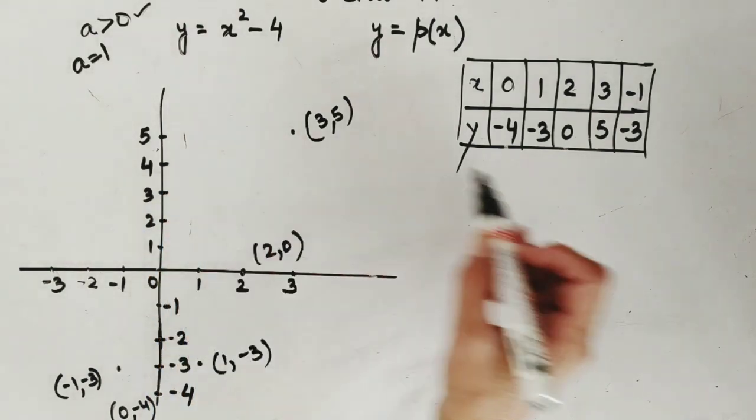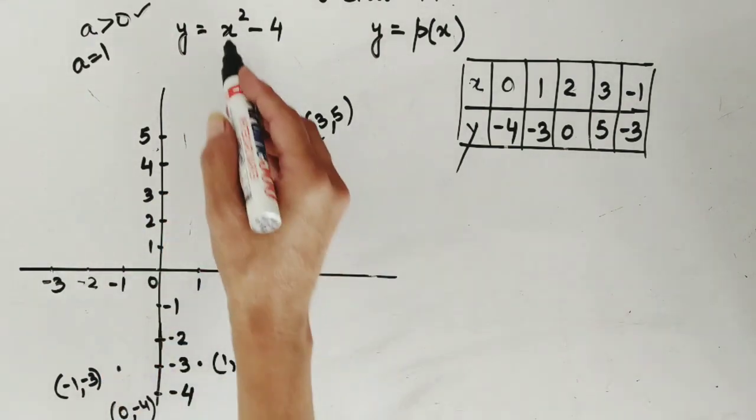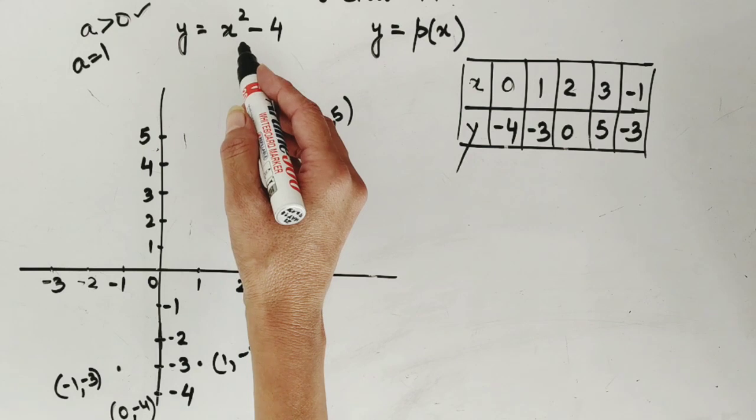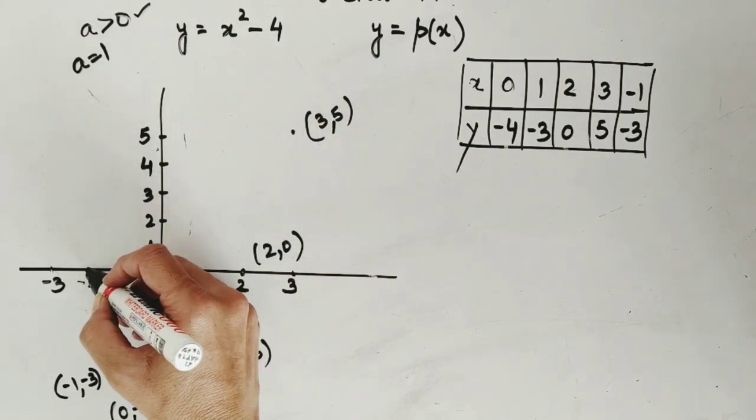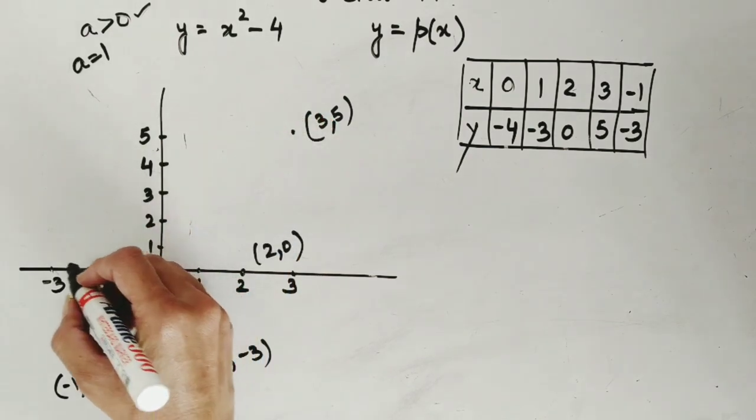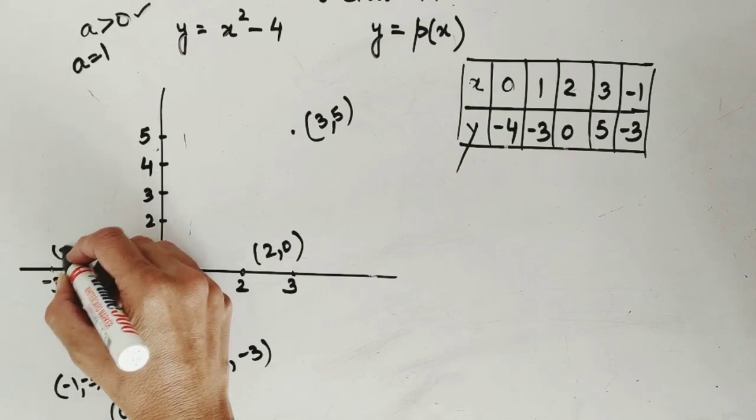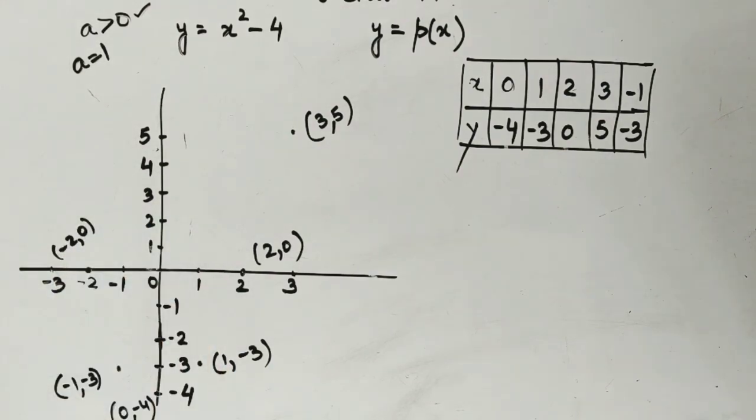Shall we take x is minus 2? एक और point चाहिए हमें. If x would be minus 2, x minus 2 is here. Y क्या होगा? Would be 0. So this is another point. X is minus 2, y is 0.